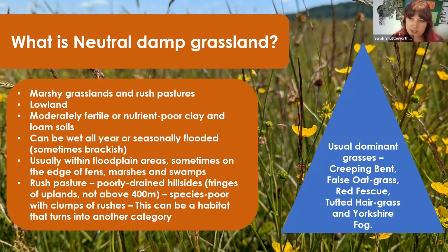Usually the dominant grasses that you might find, definitely tufted hair grass is likely to be there in some way. Creeping bent, which likes it quite wet. False oat grass, kind of your all-rounder, found everywhere. Red fescue and Yorkshire fog, quite common.